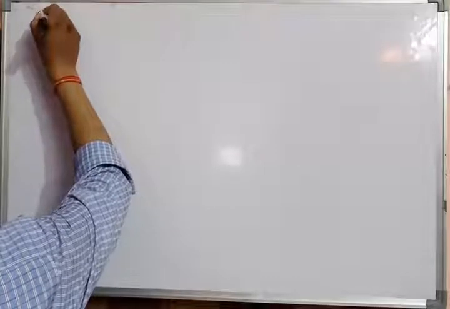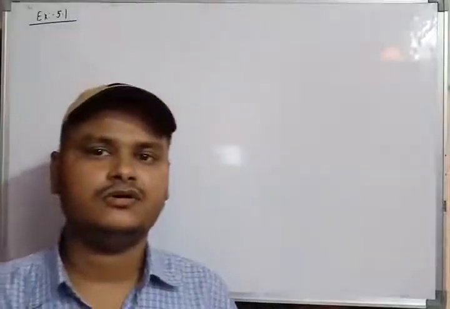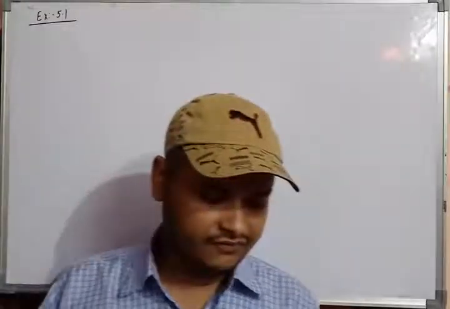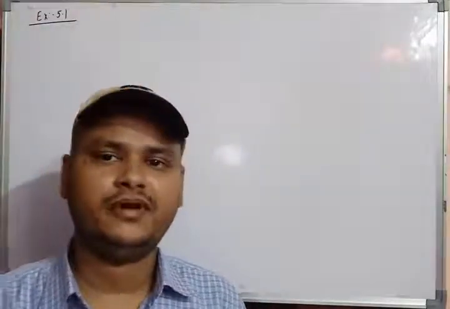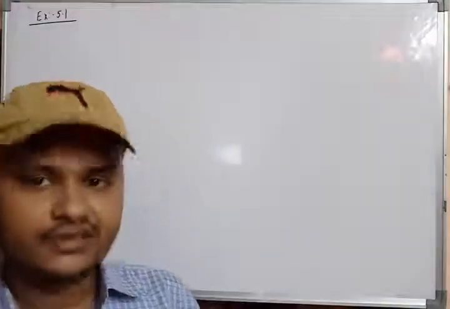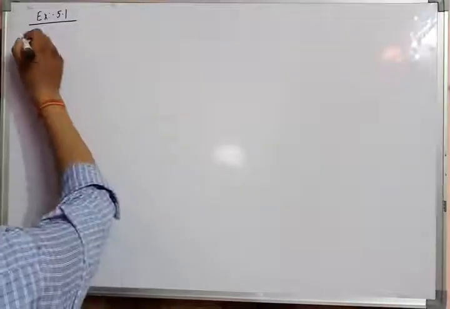Exercise number 5.1. In this question you all know what a fraction is. A fraction is a part of a whole, and a fraction can be expressed as a upon b, where a is called the numerator and b is called the denominator. Now, questions 1 to 7 have been finished. Now we are moving to the next question, question number 8.